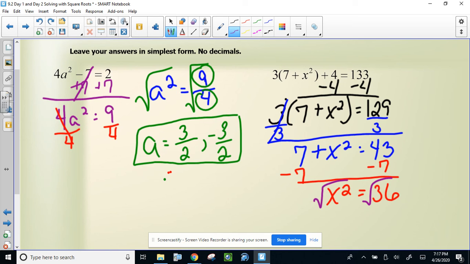So this one I didn't end up having a decimal, but that's okay. But it's a slightly different looking problem. So square root of 36 is 6, and I could also have a negative 6. So remember, two possible answers for that solution. And that's really all there is to it.